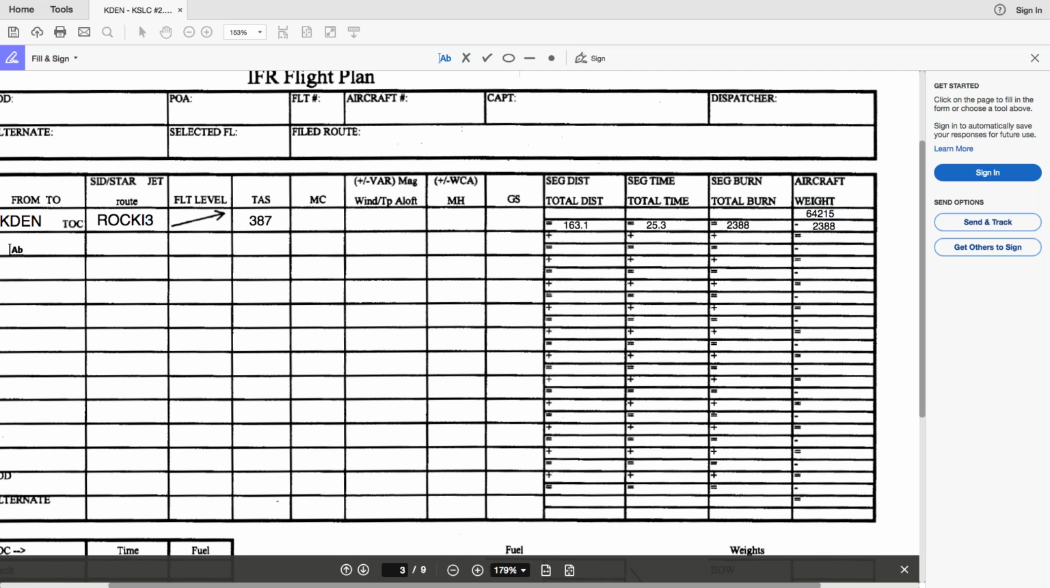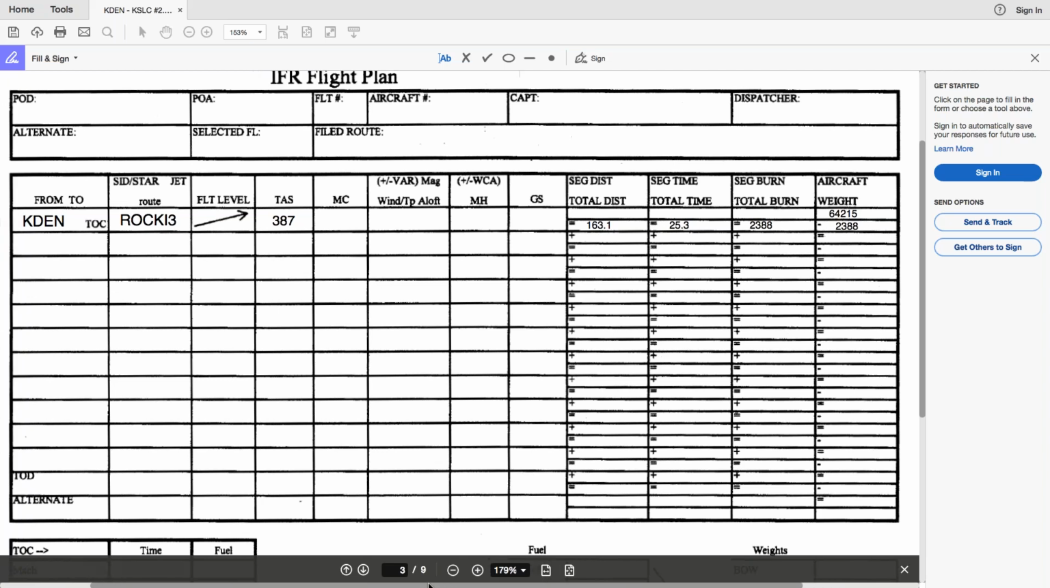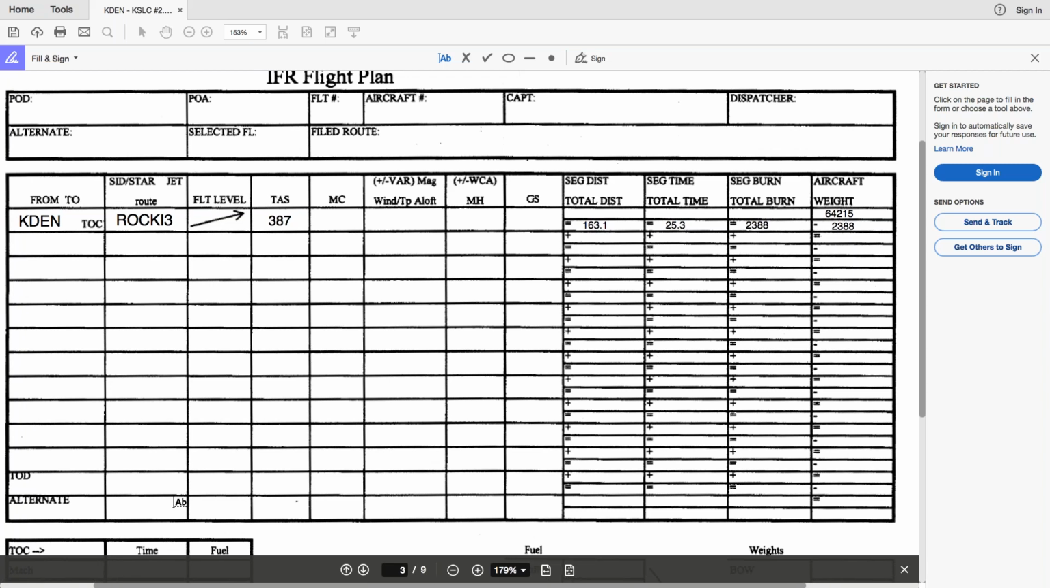So you just transfer that over. 387 on TAS. So that last box you just moved it, right? Yeah, that last box, I just put it over there. I just got 387.5, which is essentially the same. So that's what he's writing down.